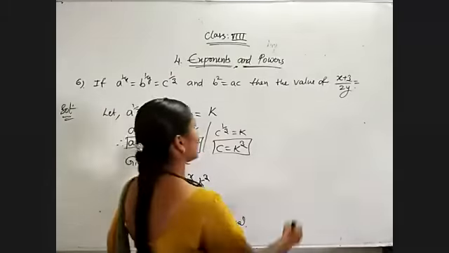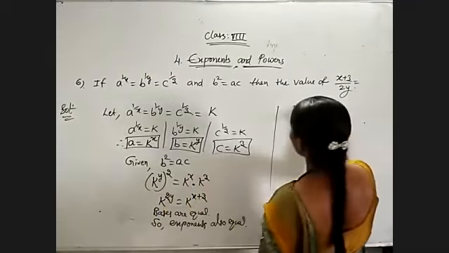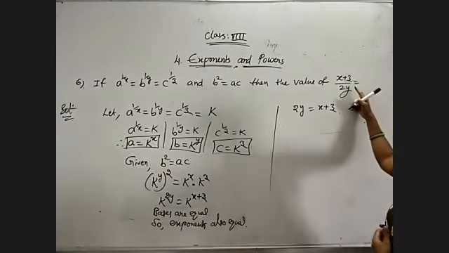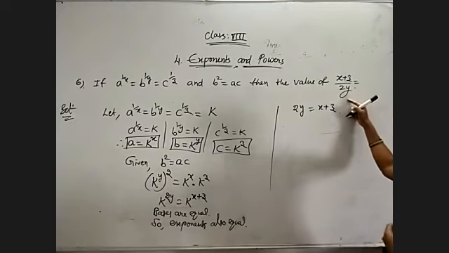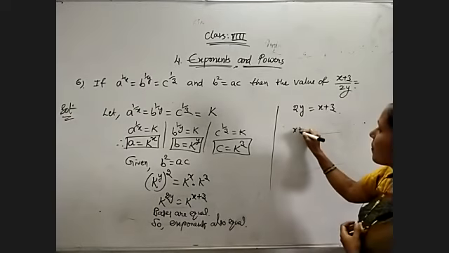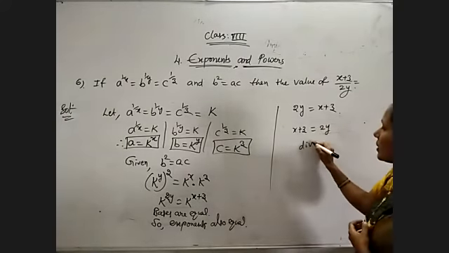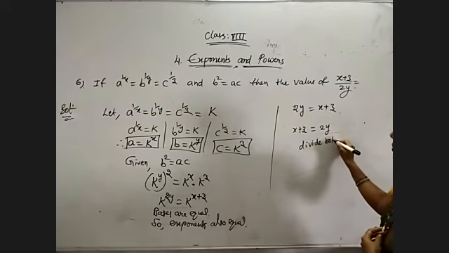Then what will I get? 2y is equal to x plus z. But which value do I want? (x plus z) by 2y, yes or no? So I am writing this side, x plus z is equal to 2y, and divide both sides by 2y.